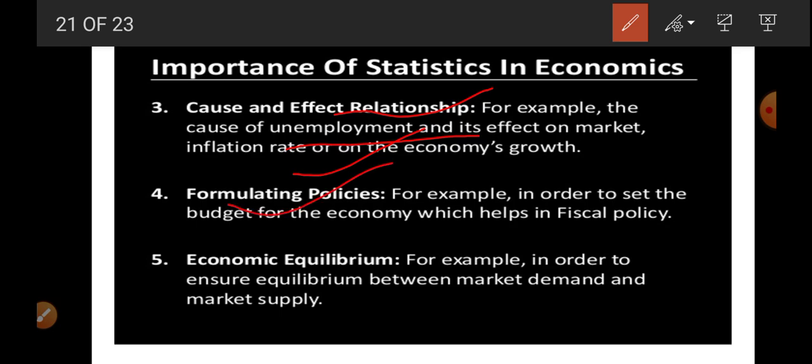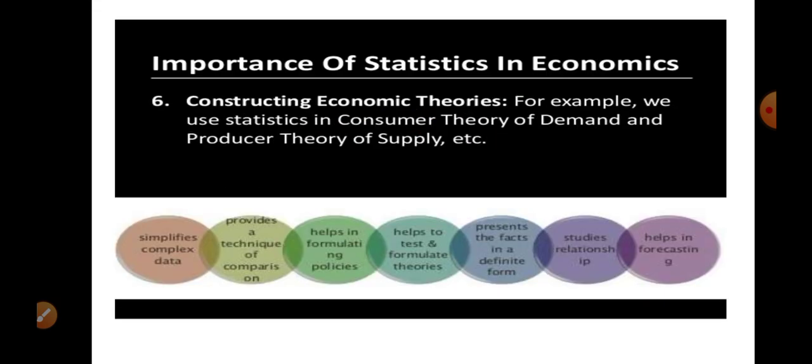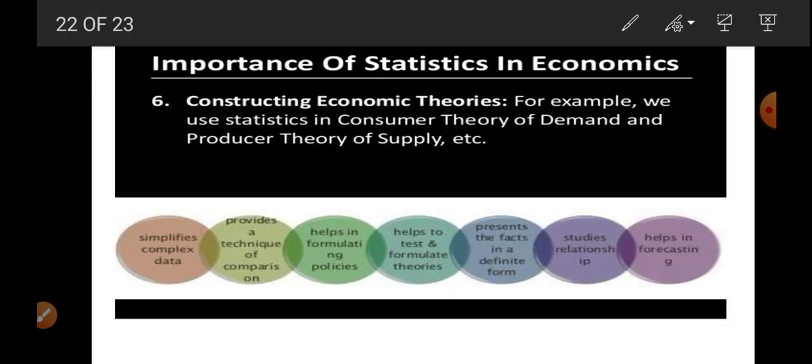Formulation of policy. With the help of statistics, the government makes many policies. Economic equilibrium: if there is a condition of inflation or a condition of deflation, the government follows monetary and fiscal policy accordingly. Next is constructing economic theory. There are so many theories: law of demand, theory of supply, producer behavior. All these came into existence when economists collected the data and generalized it, then they were able to construct these theories. So without data, we can't have any theory.